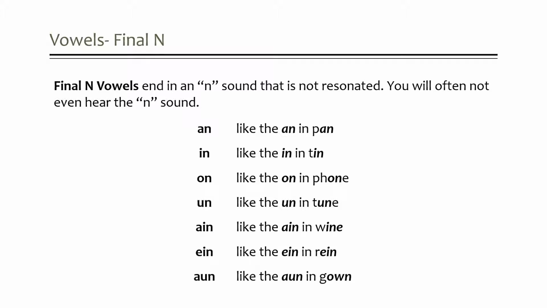The AIN sound is like the AIN sound in the word wine. The EIN, like the EIN in the word rain. And lastly, the AUN sound sounds like the AUN sound in the word gown. Next, we'll talk about the third kind of vowel sound.